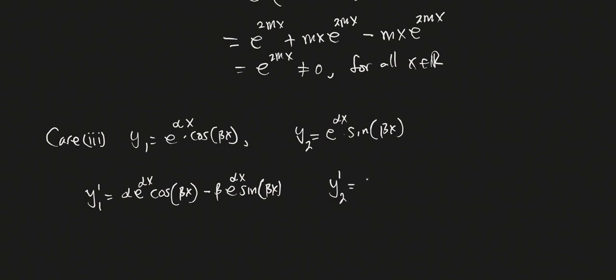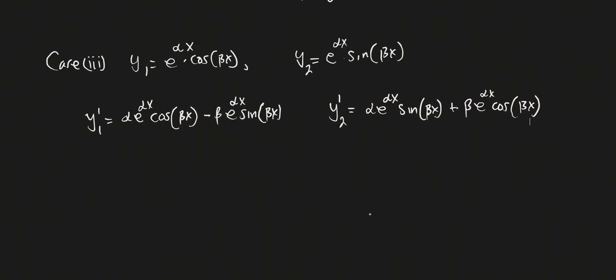Similar pattern. Differentiating the first, you're going to have your alpha e to the alpha x times the sine of beta x, and then plus, because when I differentiate the sine now, I'll have plus beta, and then I'll put the e, and then the sine becomes the cosine. All right. So it's a bit messy, but let's set up the Wronskian now for these two functions.